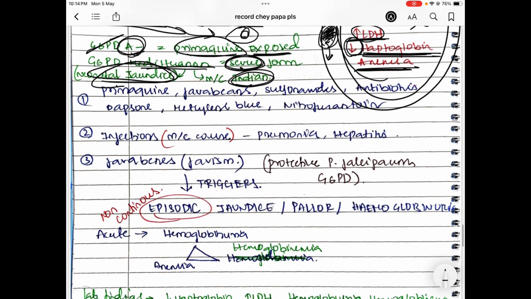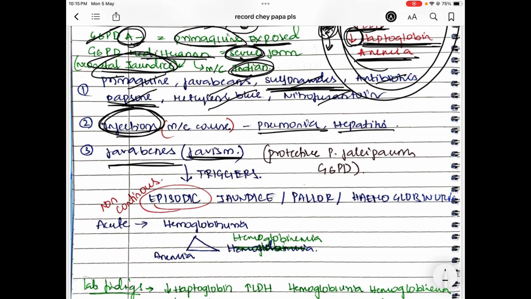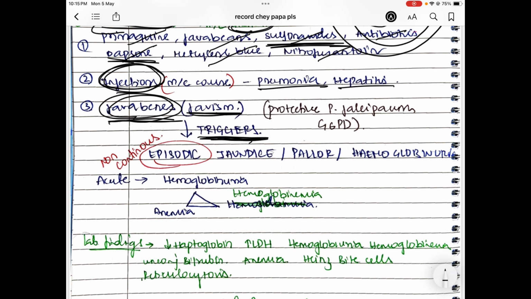So these are some triggering factors for this G6PD deficiency. One is primaquine, an anti-malarial, fava beans, sulfonamides, antibiotics, antipyretics, nitrofurantoin, methylene blue, dapsone. Sulfonamides and dapsone, remember it. And infections are the most common triggering factors, infections like pneumonia, hepatitis and all. And fava beans, which is also called favism. When you take fava beans, it can also trigger this oxidative stress. So all this creates oxidative stress conditions, which will lead to episodic jaundice, pallor and hemoglobinuria.